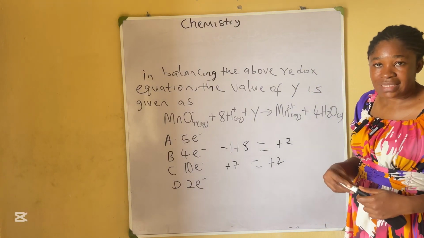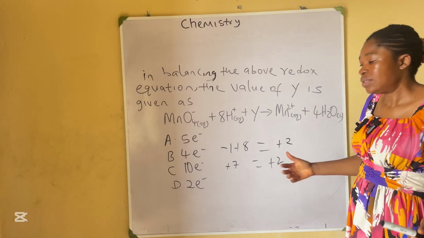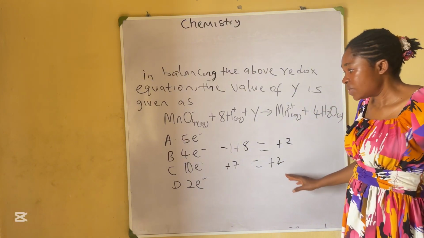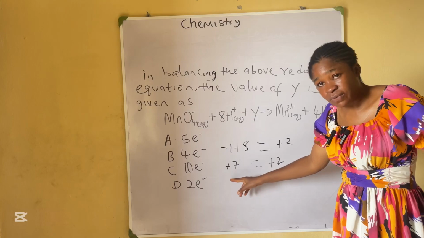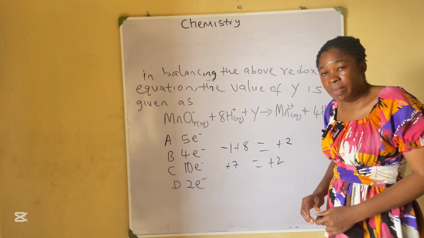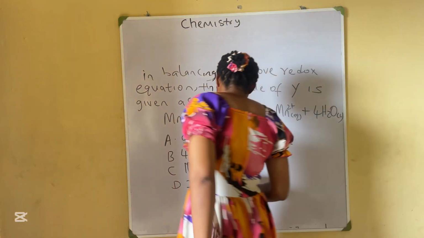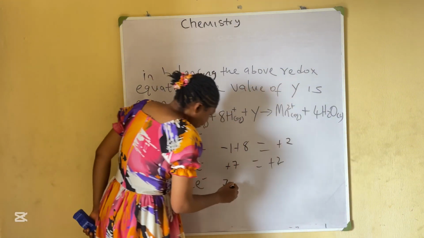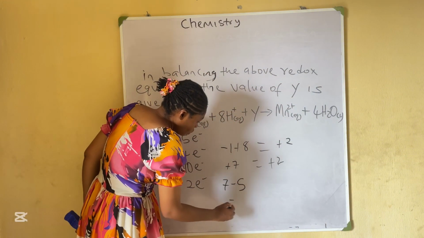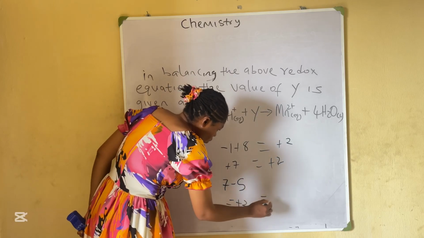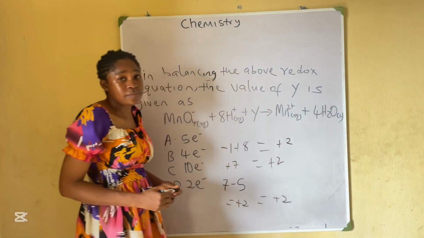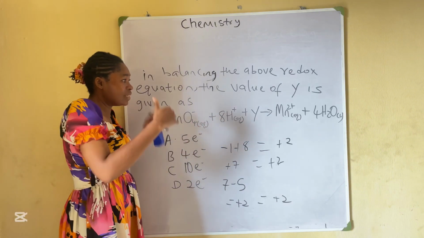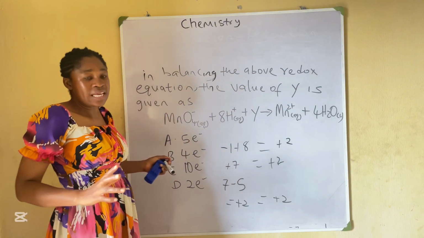So what will I add? Remember, normally I add the electrons. What will I add to make this equal? If I add 5 electrons, remember electron is negatively charged, so it will not be 7. If I add 5 electrons, that's 7 minus 5. I'll be having plus 2, which is also equal to the one on the product side. So when you see a question like this, just count the charges you have on the left hand side, count the one on the product side, and you'll get the answer.